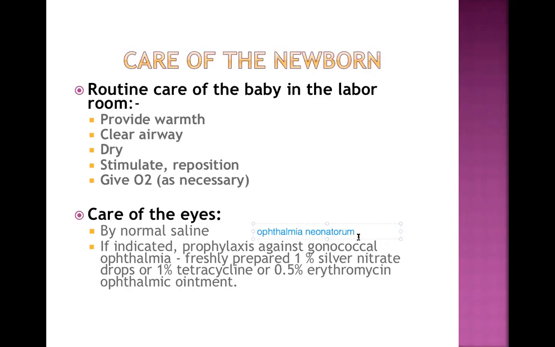Ophthalmia neonatorum is a very broad term. Not only gonococcal infection is responsible for this, even chlamydia and other infections are responsible. But gonococcus is one of the common infections which cause a problem here. This is a severe type of conjunctivitis in the newborn baby. It will develop within a few days, and there is a lot of pus discharge from the eye.